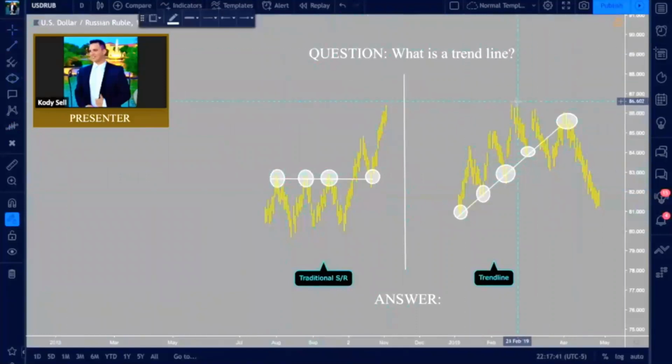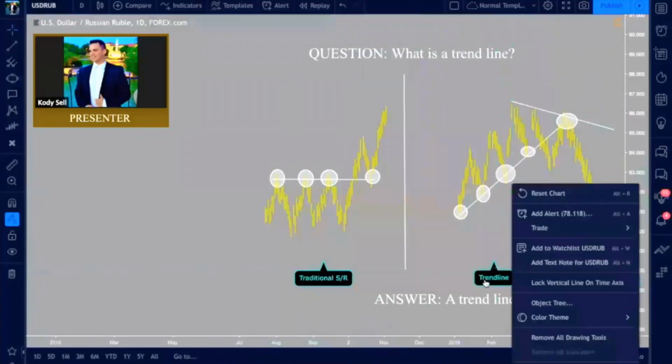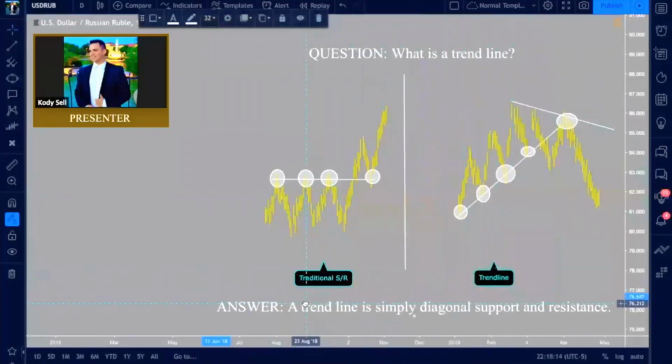So now when price is going down, you have a descending trend line. When price reaches this retest, it will hold a support and price will continue on, just as it did here with the horizontal level. So the way that I want you all to understand what trend lines actually are, the answer, if anyone asks you what a trend line is, simply diagonal support and resistance. That's it. That's all a trend line is. So this is our answer to the question, what is a trend line?